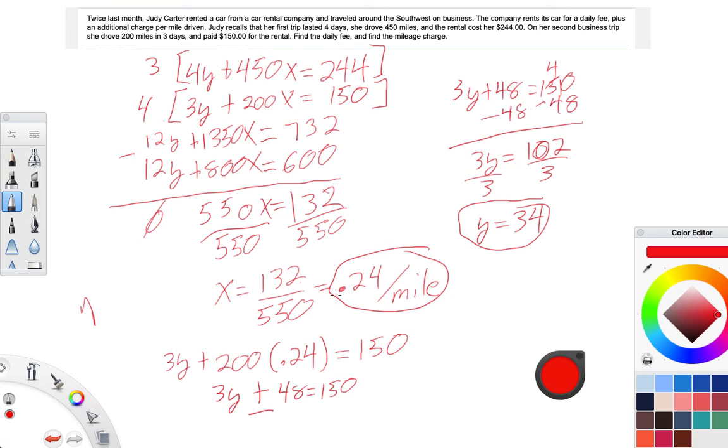Hopefully you came up with the same thing, or if by some chance you did not, hopefully you see where you made your mistake or see a way that you would not make that mistake the next time. Okay, hope that helps.